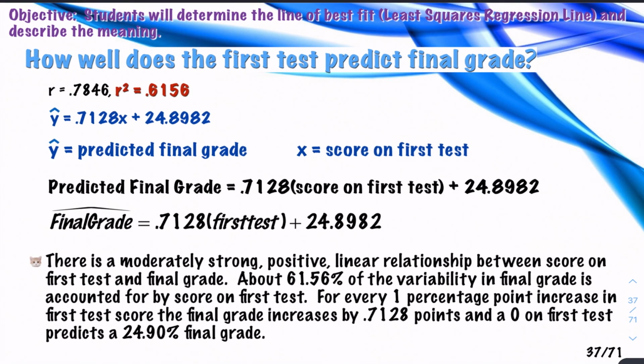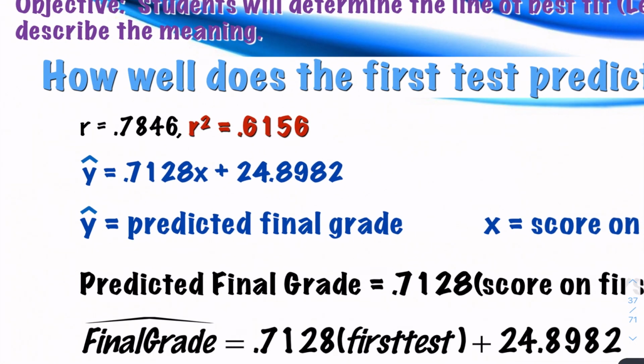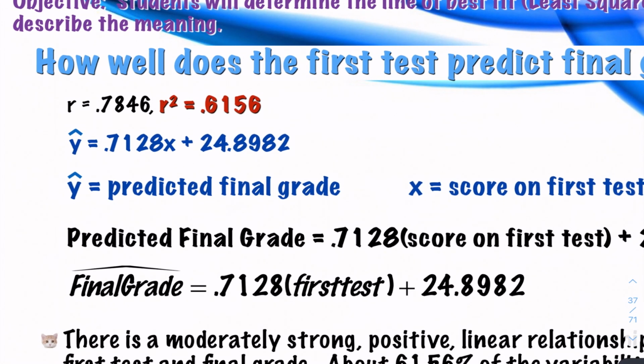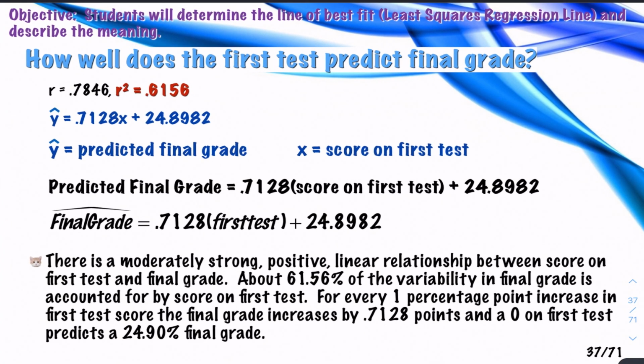So if we're asked to interpret this, again, I challenge you to type that into the calculator and find these values. R is 0.7846 with R squared being 61.56. Y hat is equal to 0.7128x plus 24.8982 with y hat being our predicted final grade and x being the score in our first test. So we should have our model being final grade hat equals 0.7128 first test plus our y-intercept.